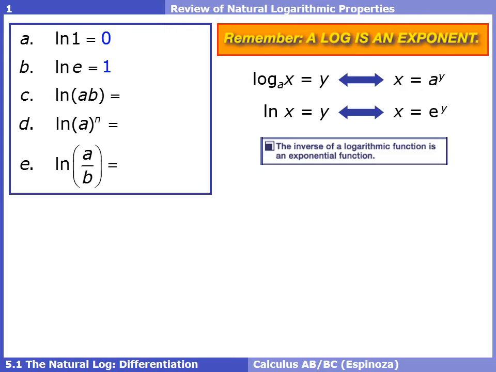If you ever have an ln where two things are being multiplied on the inside, we can split that into two separate natural logs, and then a plus will be in between those. If you ever have a natural log of something to a power, we can bring the power down to the front of that natural log. And if we have a natural log of a quotient, we can write that as two separate natural logs, but with a minus in between.